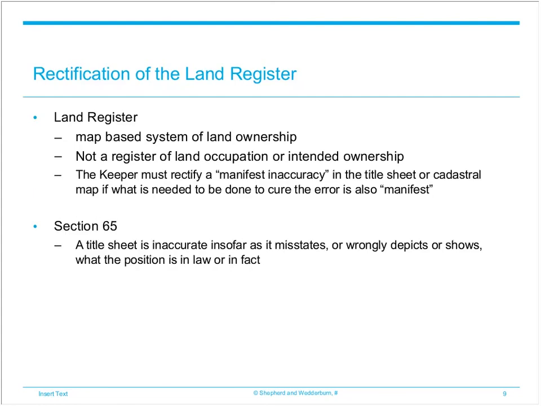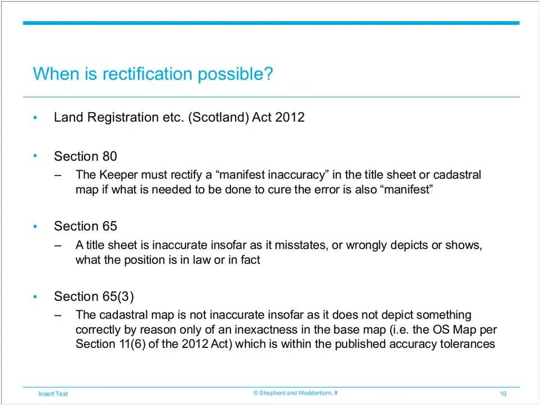So when is rectification possible then? Under Section 80 of the Land Registration etc. (Scotland) Act 2012, the keeper must rectify a manifest inaccuracy in the title sheet or the cadastral map, provided rectification is a manifest remedy. So it's like a double manifest test, essentially. In terms of Section 65 of the 2012 Act, a title sheet is inaccurate insofar as it misstates or wrongly depicts or shows what the position is in law or in fact.